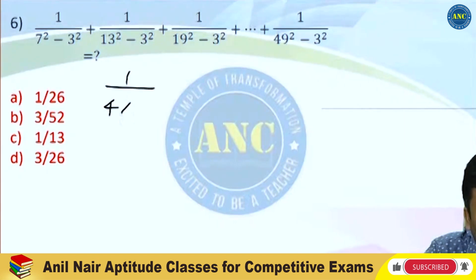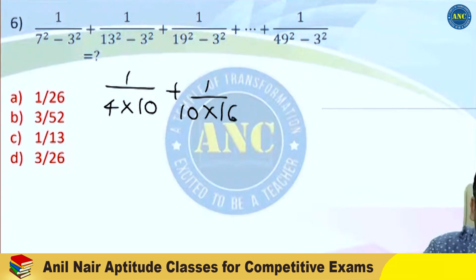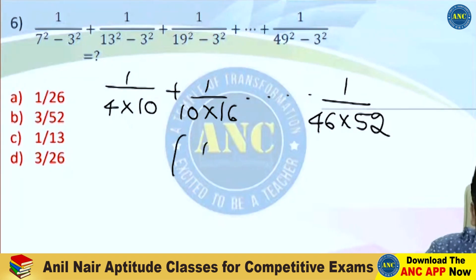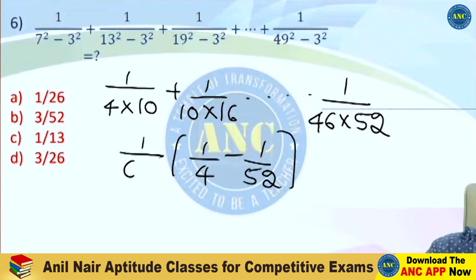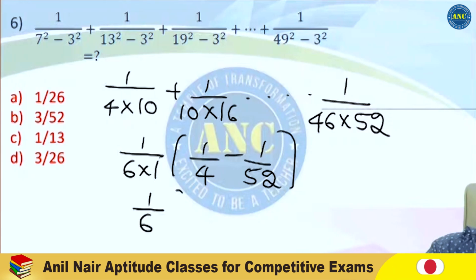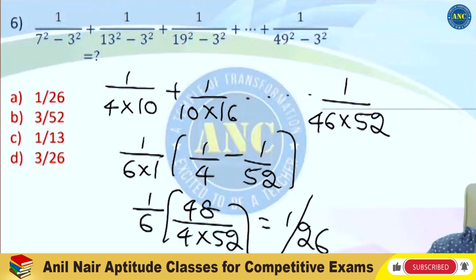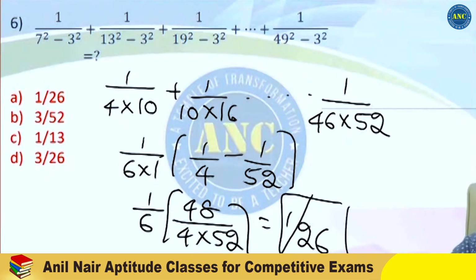7 minus 3, 4. 7 plus 3, 10. 13 minus 3, 10. 13 plus 3, 16. 49 minus 3, 49 plus 3. The answer should contain 52 or its factors. All the 4 factors are there. So these are nothing but 1 by 4 minus 1 by 52. These 1 by 6 into 1. 1 by 6 into 48 by 4 into 52, which is nothing but 1 by 26.